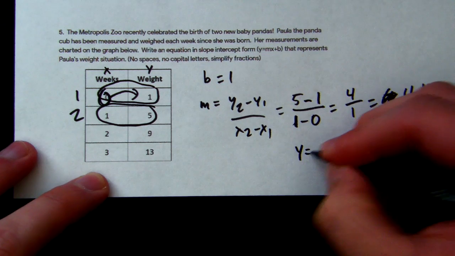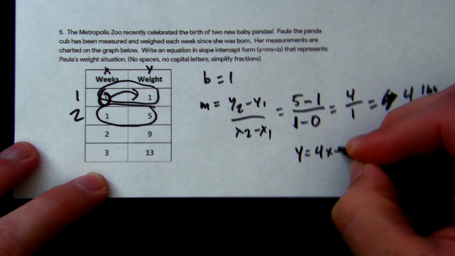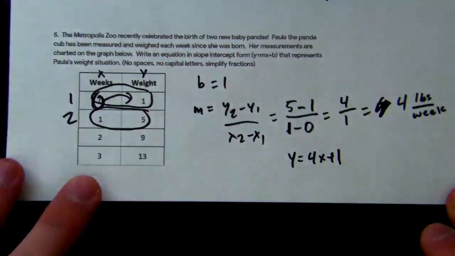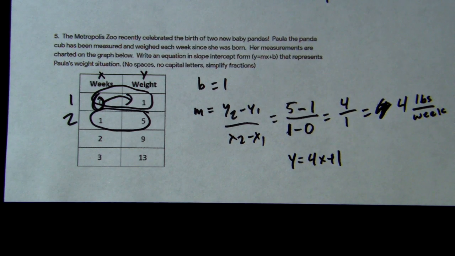So if we write this as an equation, y equals 4x plus 1, that is what you should have written in your answer box. No spaces, no capital letters. y equals 4x plus 1.